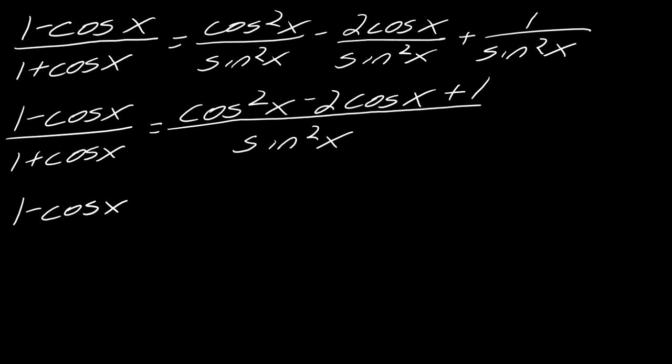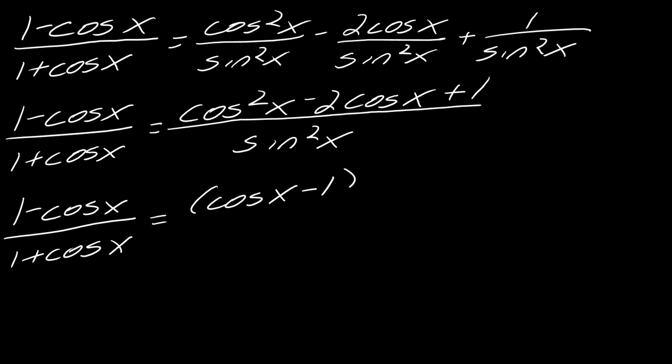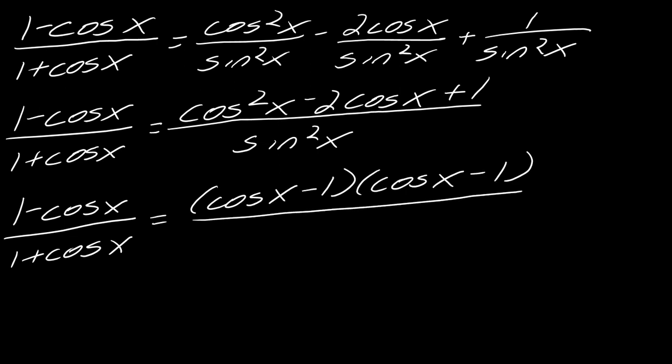This top part here is going to factor as cosine x minus 1 times cosine x minus 1, all of this over sine squared x. So now what? I've gone as far as I can with my algebraic operations, right? And now I'm left with this sine squared x. So now what do you think of?